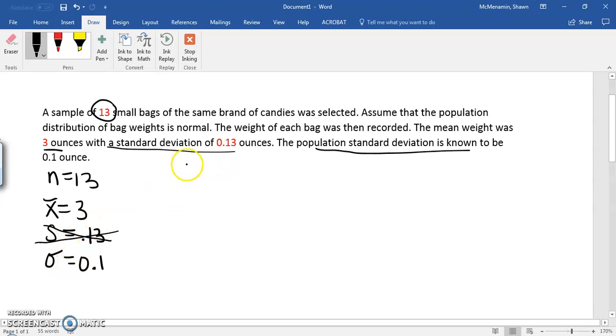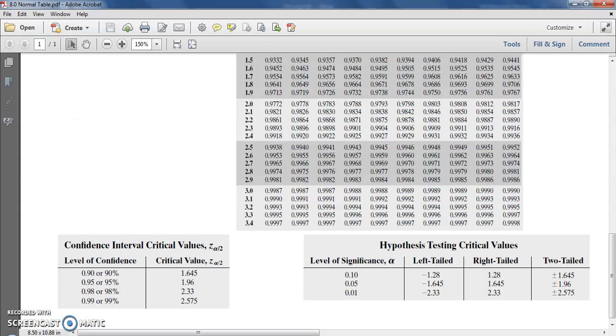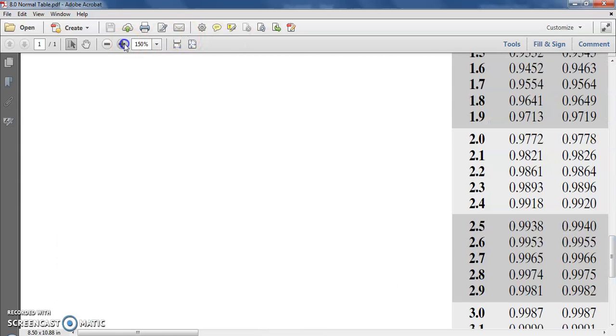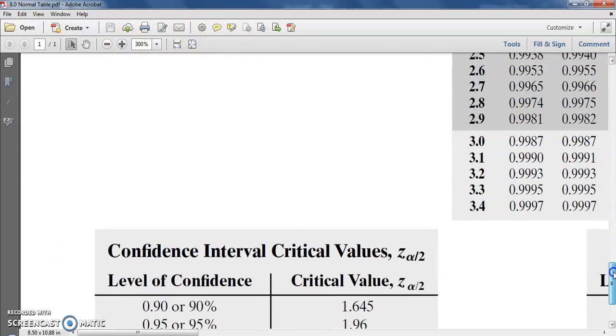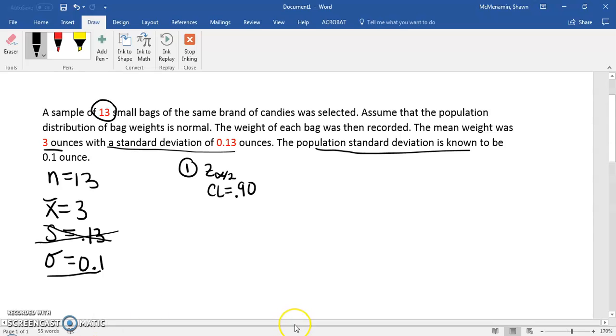So to construct the 90% confidence interval, the first step is to do z alpha divided by 2. Now if the confidence level is 0.90 and we are using our population standard deviation, we're going to use our normal table. If you don't have the population standard deviation, it's the next section where you have to use the t-distribution. So for 90% confidence, the z alpha divided by 2 is 1.645. So put that here.